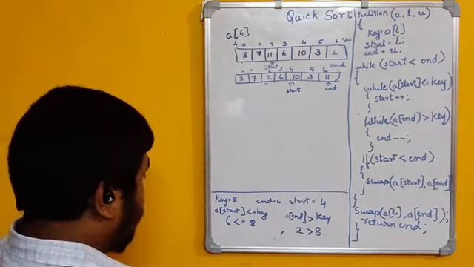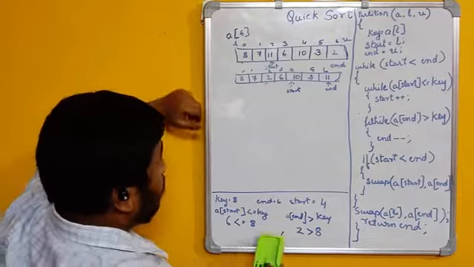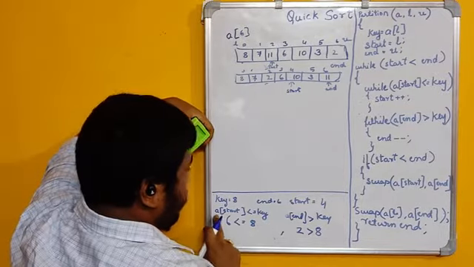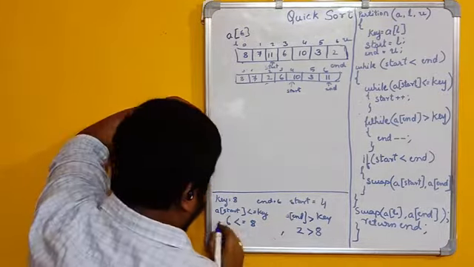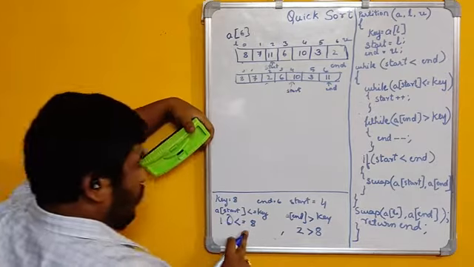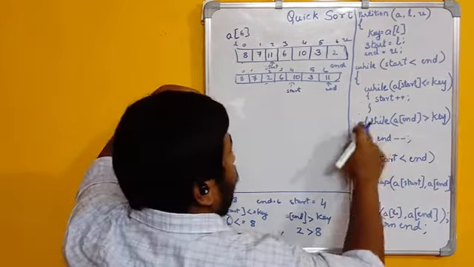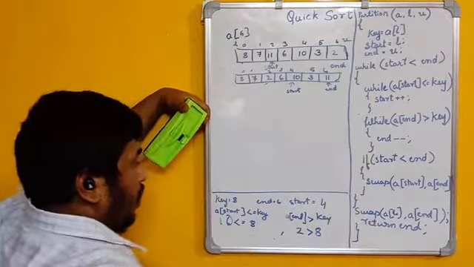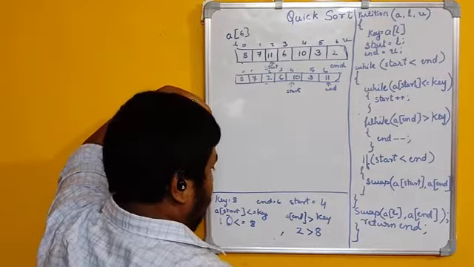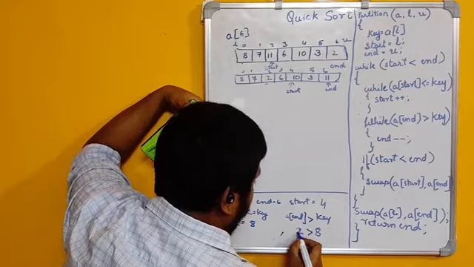Okay. Now see here. Again, now A of start is now A of 4. A of 4 is what? 10. 10 is less than or equal to 8? No. Condition failed. So it will come to this loop. Now we have to check A of end is greater than key. What is A of end?